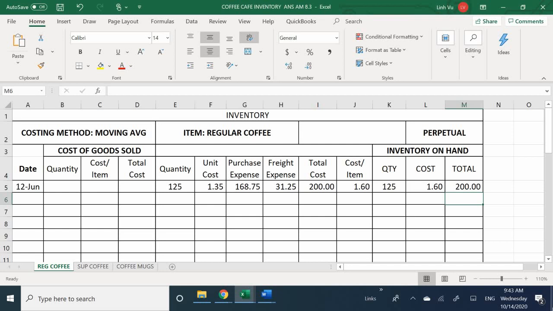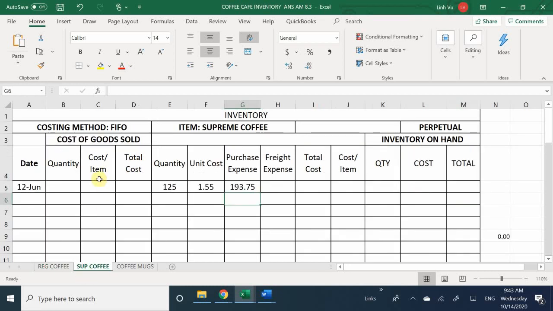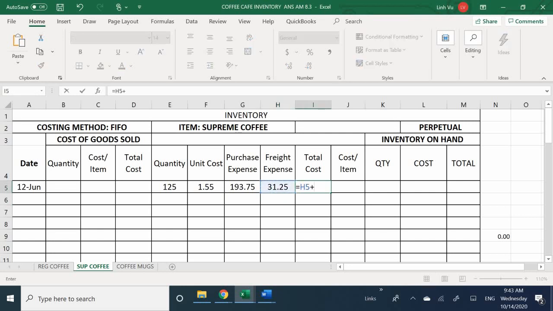Okay. And when we actually open up shop and start selling our items, it's going to be really cool to see how we actually have to calculate this. So there is your inventory worksheet for regular coffee. Now we're going to go into Supreme and do the same thing. So we're going to add our $31.25 of freight. We're going to get a grand total cost of $225.